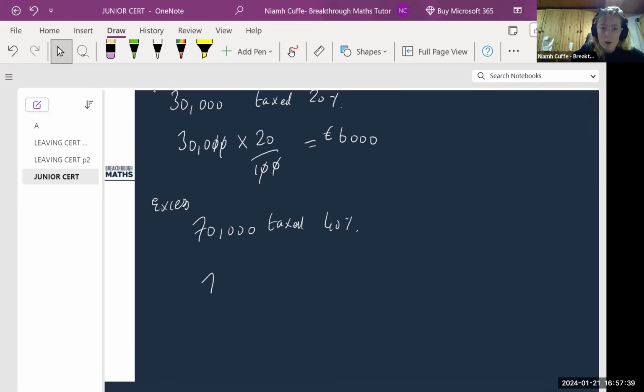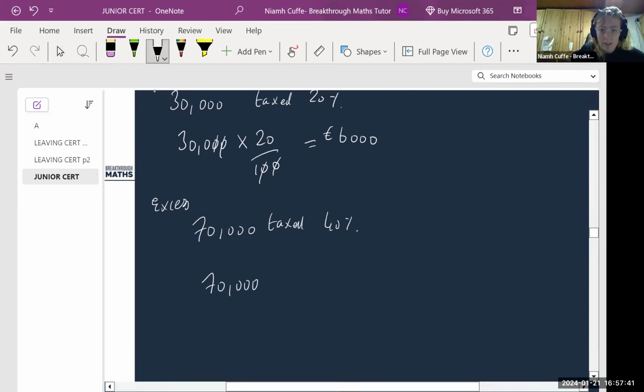We're going to be multiplying 70,000 by 40 over 100. What are we going to end up with? 4 by 7, I think it's 2,800. No.